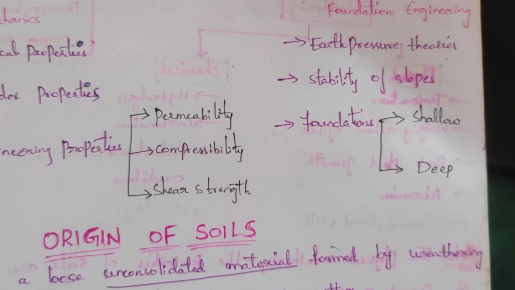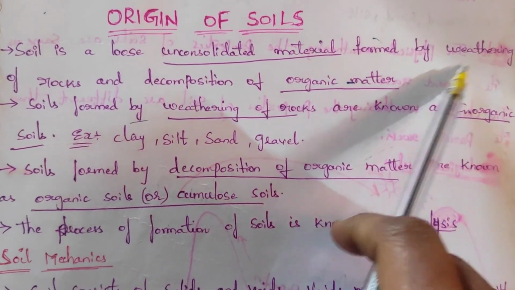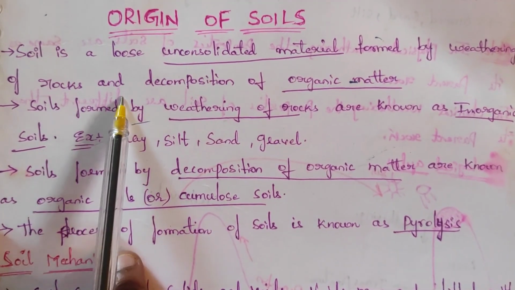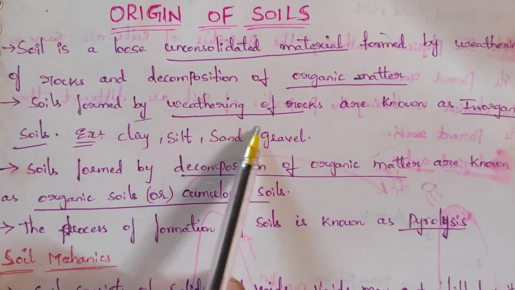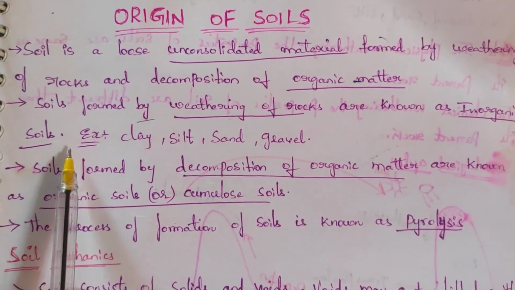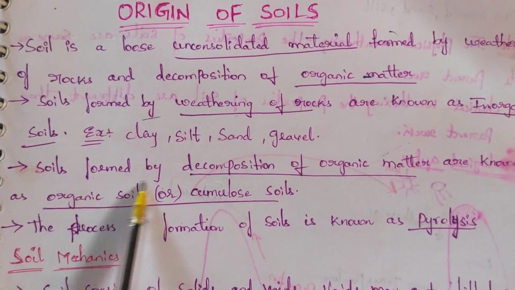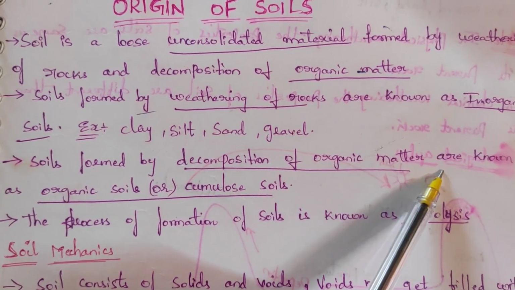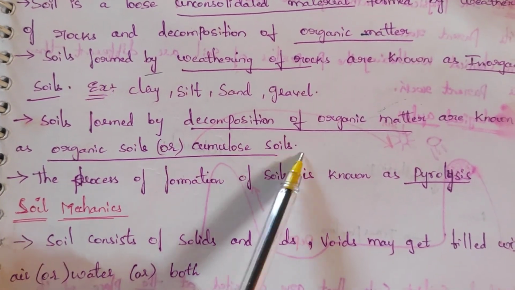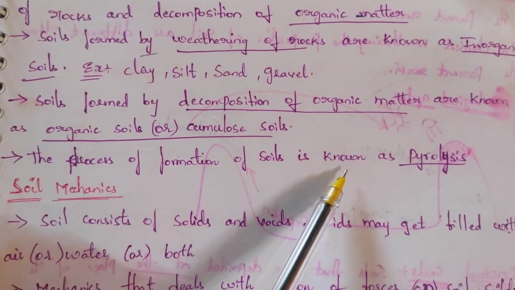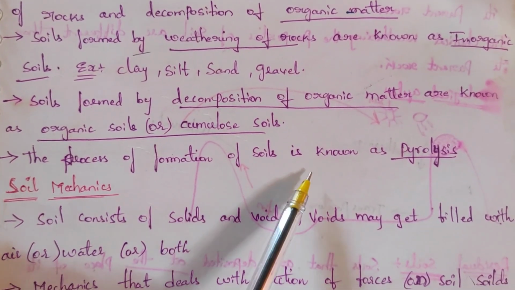Next, coming to the origin of soils. Soil is a loose unconsolidated material formed by weathering of rocks and decomposition of the organic matter. Soils formed by weathering of rocks are called inorganic soils, for example clay, silt, sand and gravel. Soils formed by decomposition of organic matter are called organic soils or cumulose soils, another name. The process of formation of soils is known as pedogenesis. Pedogenesis is the process of formation of soils.